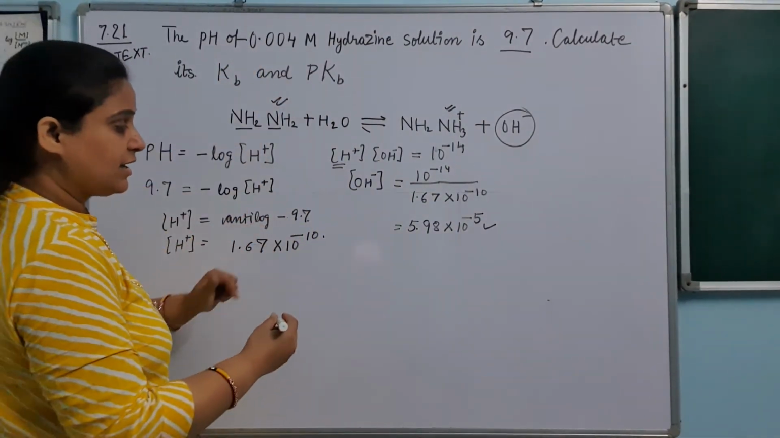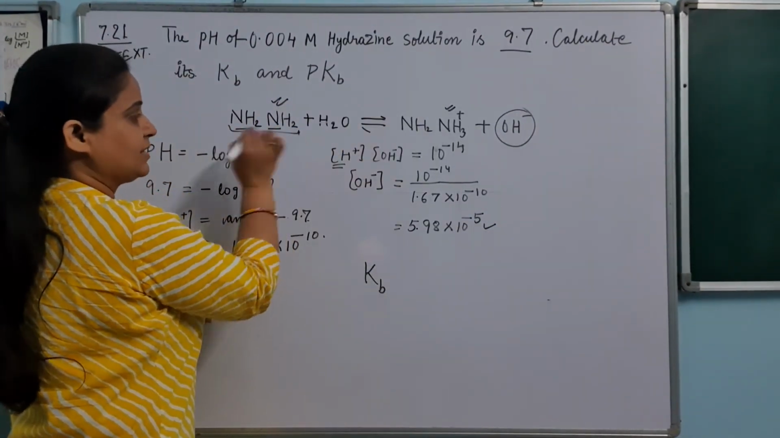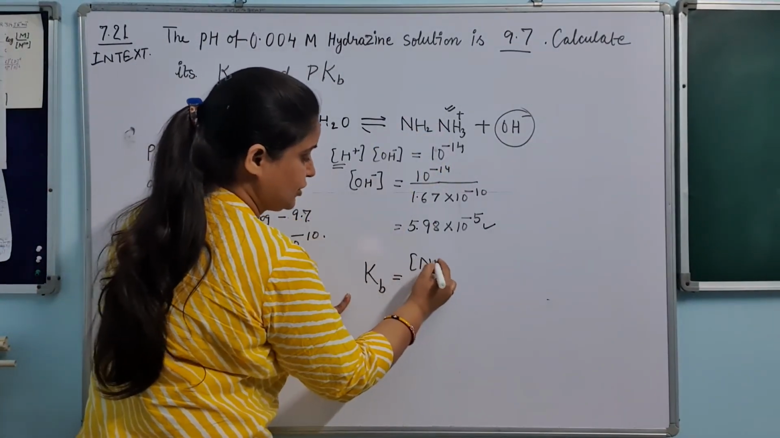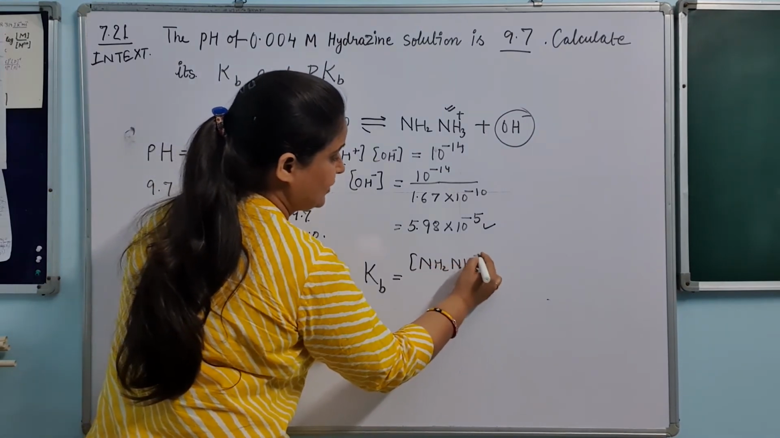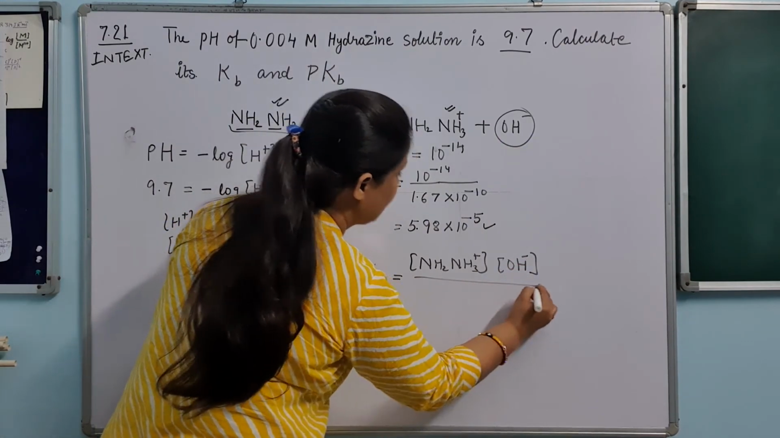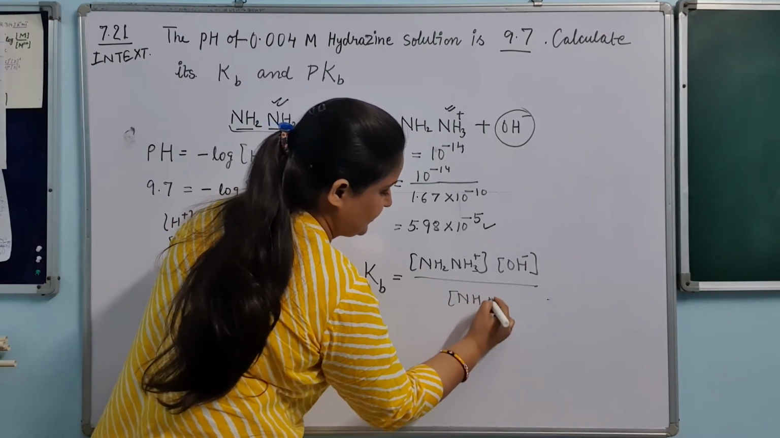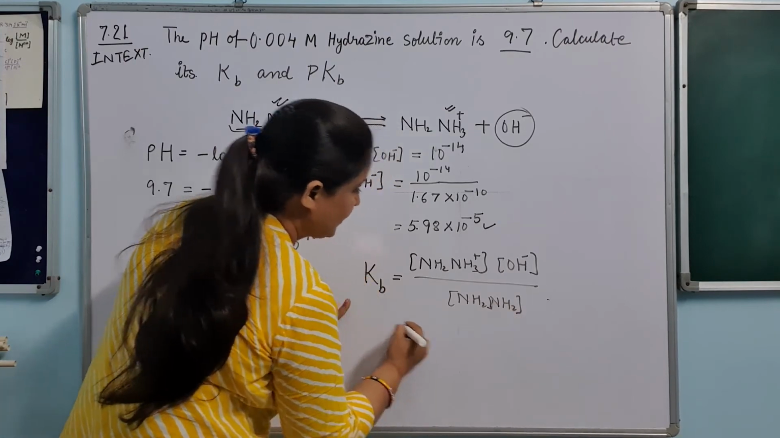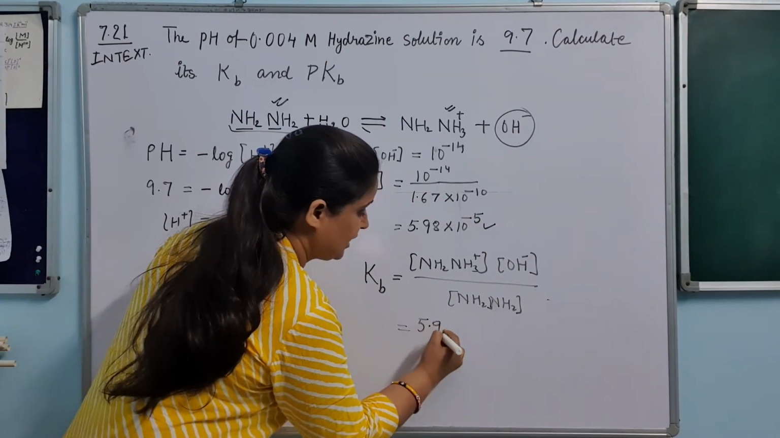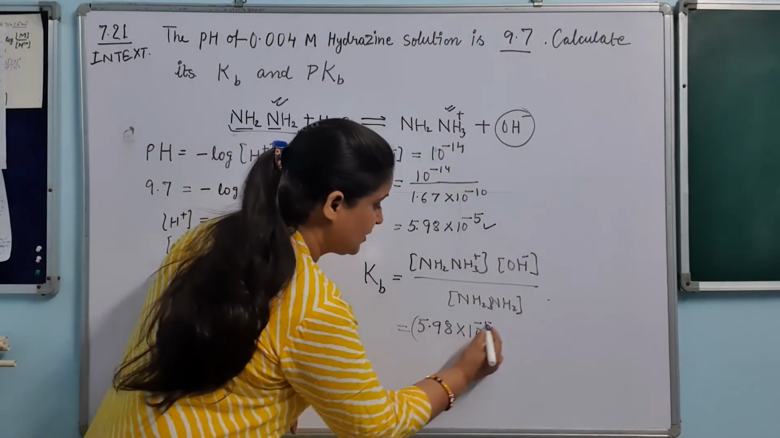So can't we calculate the Kb? This is the reaction of this base. What is the base here? This one. So can't we calculate the Kb? How will we write Kb? Concentration of NH2, NH3 multiplied by concentration of OH minus divided by concentration of hydrogen. Now what is left out? This is given to you, 5.98 into 10 raised to power minus 5. This is also 5.98 into 10 raised to power minus 5.